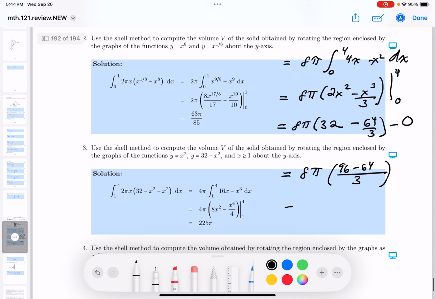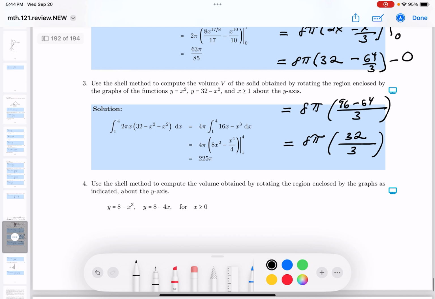Got to keep doing it. 8 pi. We'll look at the key later, by the way. That's over 3. And 96 minus 64 is going to be 32. Okay, 8 times 32. That's 240 and 16, 256. I'm done. All right, probably the worst thing about that problem was doing the arithmetic.